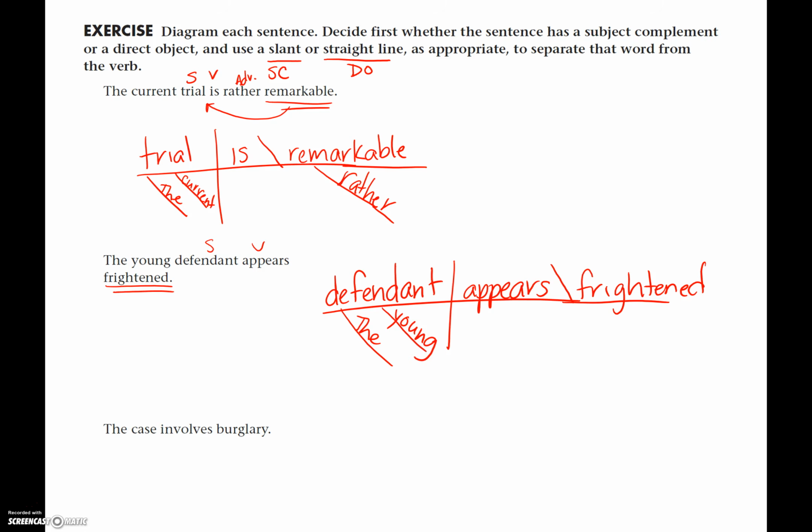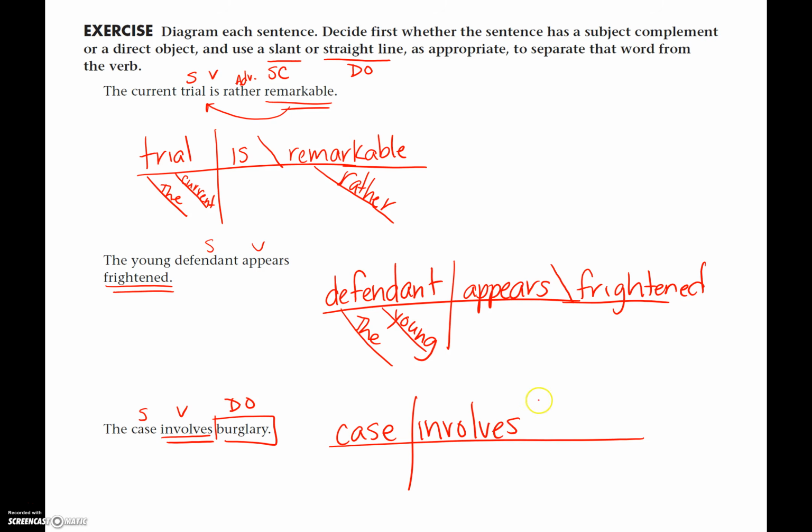The last one you need to be very careful with. You have case involves. The burglary is the thing that the case involves. That means it's a direct object. It's the thing receiving the action, the involvement. So when you diagrammed this one, you should have had case and involves, but then instead of a slanted line for a complement, this should be a vertical line with burglary after it, because that is our direct object, with the in the front, of course.